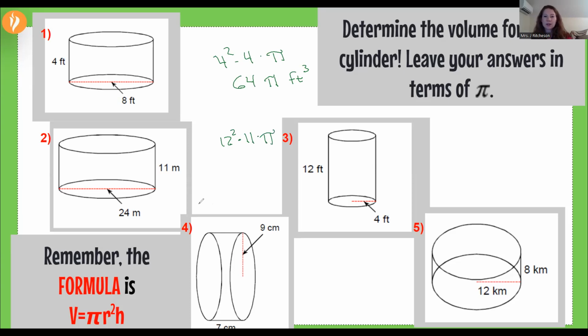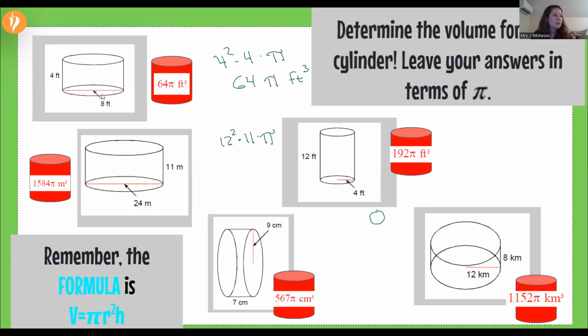But the answers are on the next slide. And then you should have squared 4, so 4 squared is 16. 16 times 12, pi. And then 9 is your radius, so you should have squared 9. 81 times 7, pi, whatever that is. And then once again, square 12. And 12 squared is 144 times 8. And these are our answers. So hopefully you got them all right, everybody.